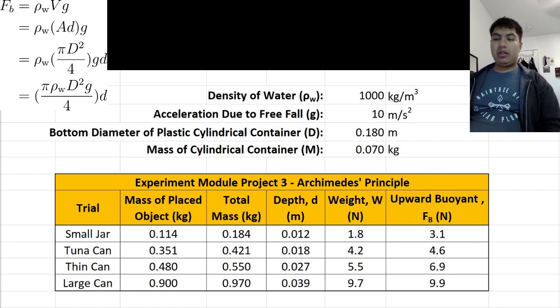We have obtained the following results. So for example, the small jar, we have that the weight of it is 1.8 newtons, and the upward buoyant force is going to be 3.1 newtons.